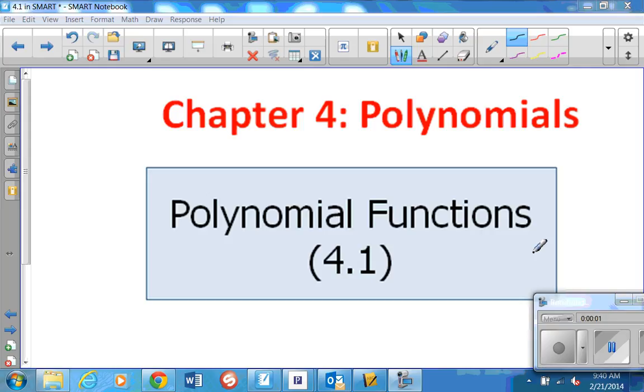Simplified first, because when you start working with polynomial functions, you sometimes get imaginary solutions when you start solving them. And if you haven't reviewed that, then anyway, that's why we do 4.5 first.